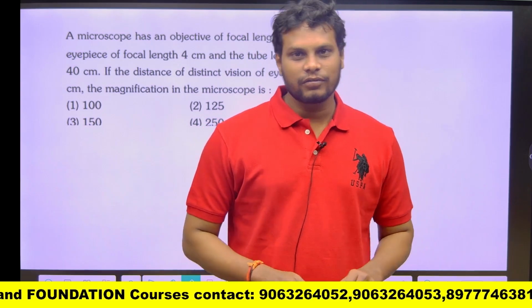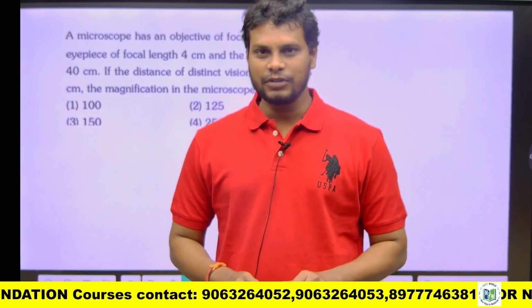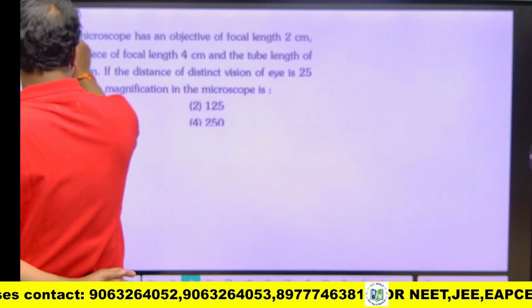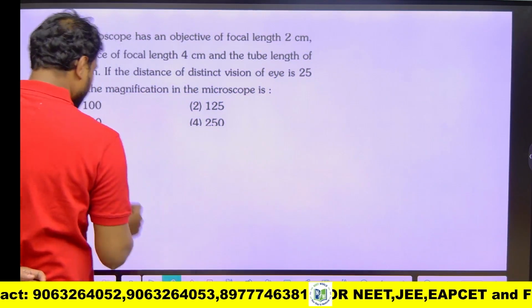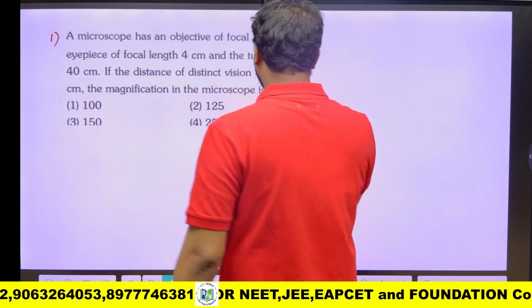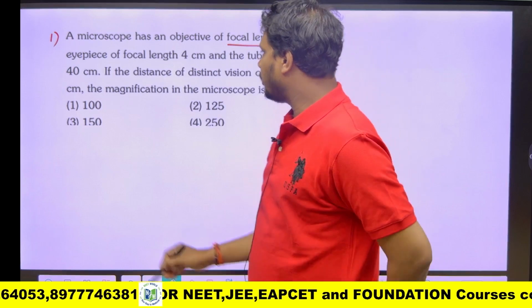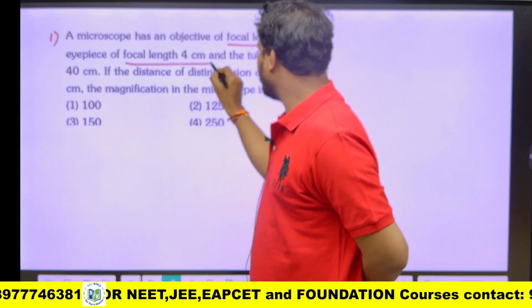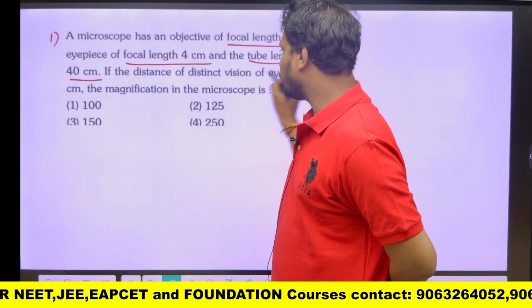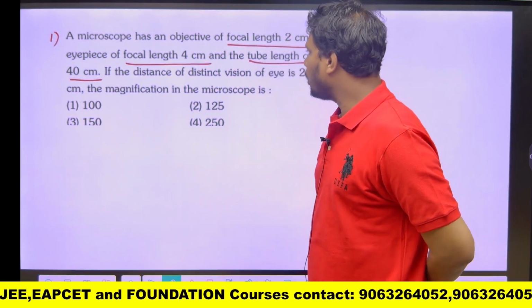Today I am going to discuss the NEET 2025 question paper. And we are going to discuss the first question, that is, a microscope has an objective of focal length 2 cm and eyepiece of focal length 4 cm and tube of length 40 cm. So the length of the tube is 40 cm and the focal length of the objective is given.